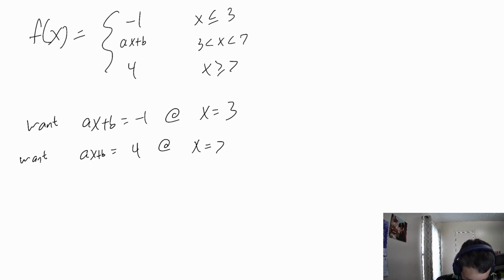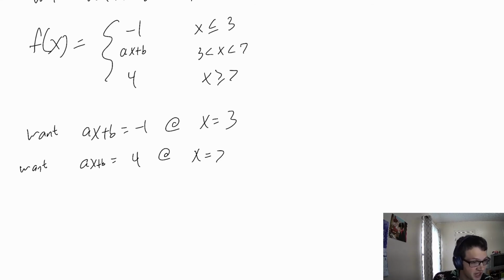So let's go ahead and solve these. ax plus b equals -1 at x equals 3. That means that 3a plus b equals -1. And if ax plus b equals 4 at x equals 7, that means that 7a plus b equals 4. Okay, that was weird. My recording failed, but here we are again. We want ax plus b equals -1 at x equals 3, so this tells us that 3a plus b equals -1. And we want ax plus b equals 4 at x equals 7, so this gives us that 7a plus b equals 4.